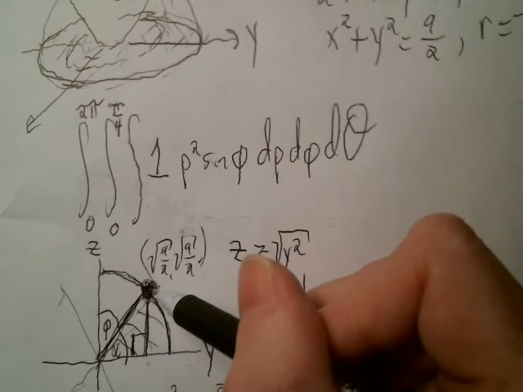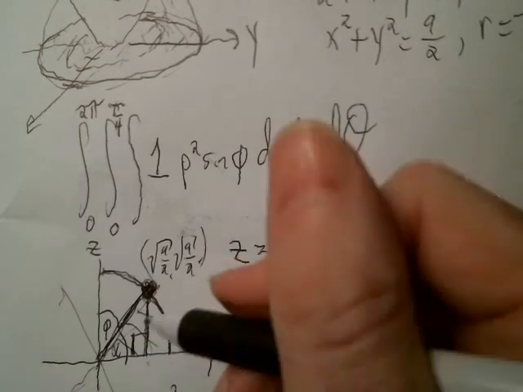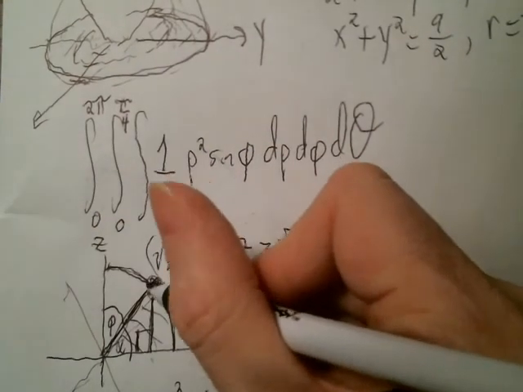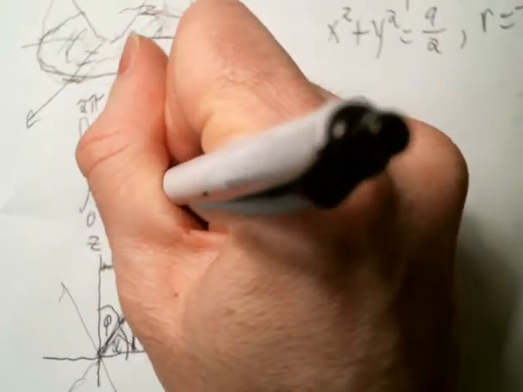And did I screw that up? Yeah, because I went from here to here on phi. Sorry, you need to go from here to here. So this would be, sorry, pi over 4 to pi over 2.